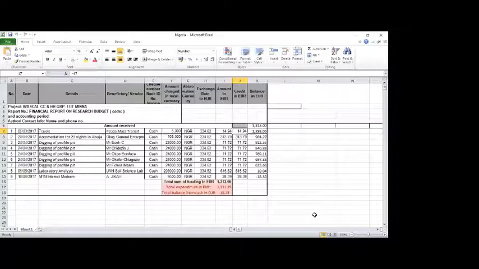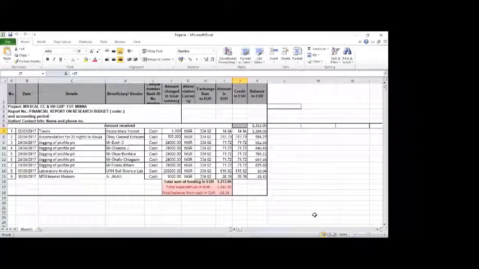Can we all see the Excel sheet? Yes, sir. This is a sample of how the Excel sheet will look like, and this is how you'll be returning your receipts one after the other.